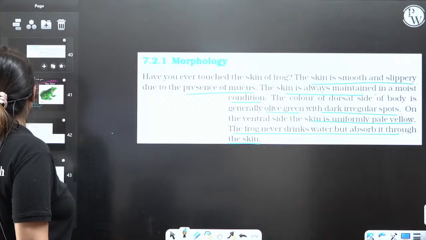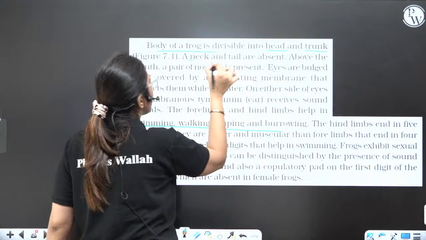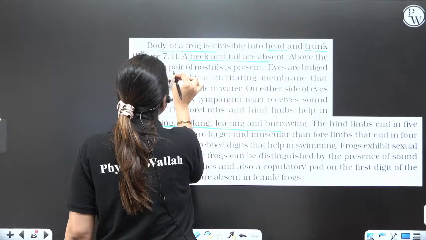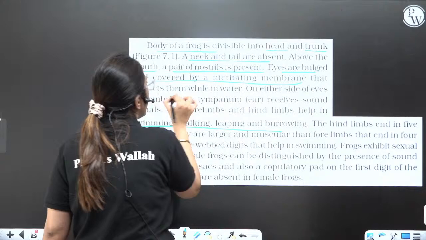Next is, the body of the frog is divisible into head and trunk. Again, neck and tail are absent, as discussed earlier. One more thing, they have nostrils also. They have a mouth, nostrils are present. Eyes are bulged, covered with a nictitating membrane that protects them when they are in water.